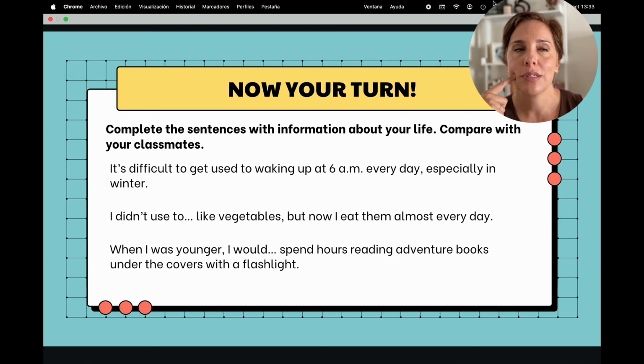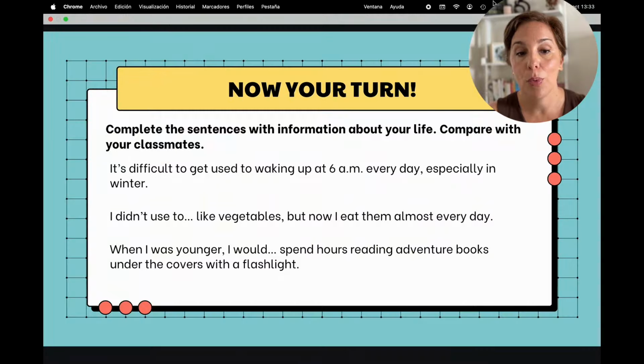Now, if you want to say yo no solía hacer algo, you can say I didn't used to like vegetables when I was a child, but now I eat them almost every day. So here is basically used to in the negative. So we say I didn't used to, okay, with no D at the end.